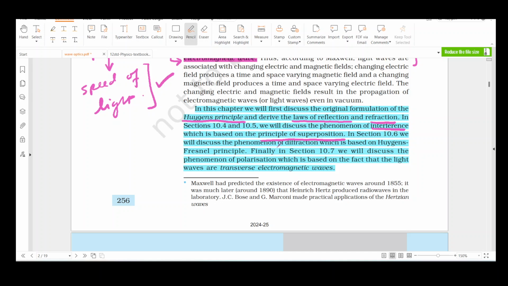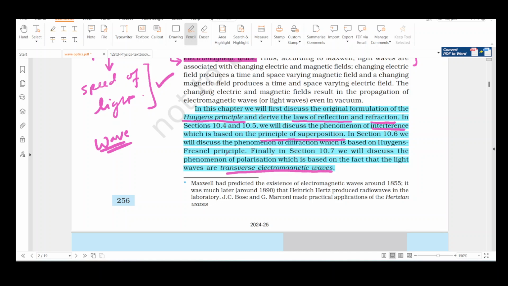The superposition principle is important wherever there are waves. It is a wave phenomenon. Then towards the end, we are going to discuss polarization and diffraction and the transverse nature of electromagnetic waves. So these are the few things that we are going to discuss.